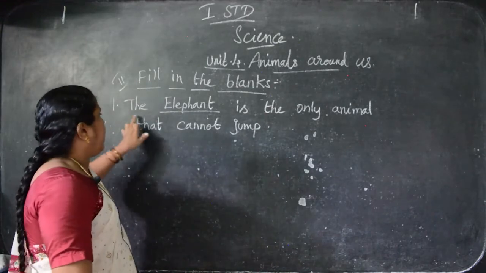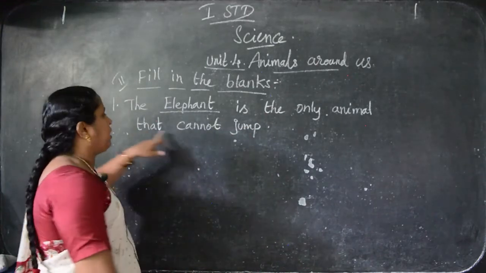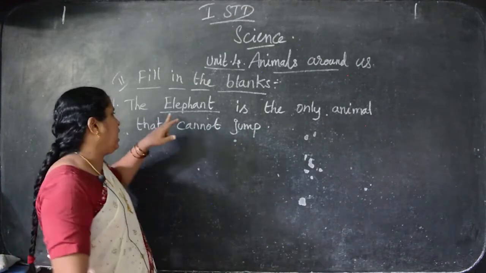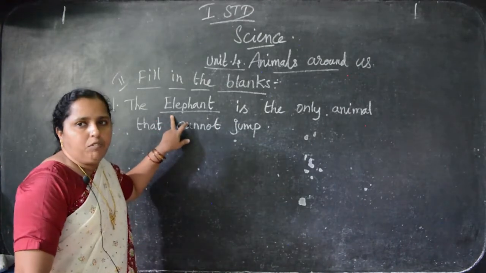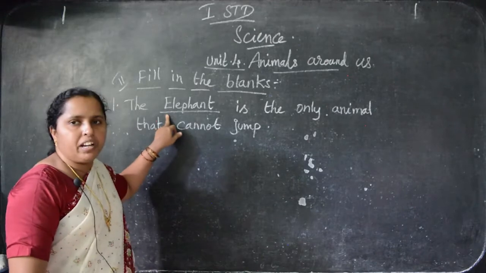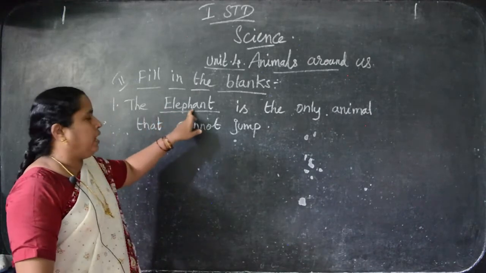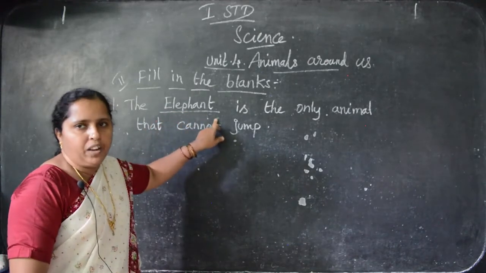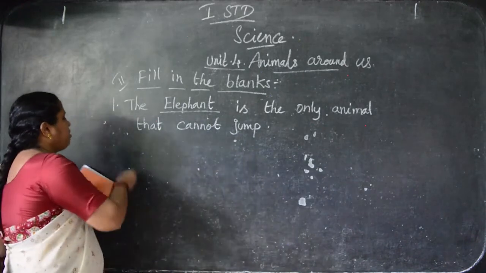Here, see: the dash is the only animal that cannot jump. So in the dash what do you have to write? Elephant. What is the spelling of elephant? E-L-E-P-H-A-N-T, elephant.